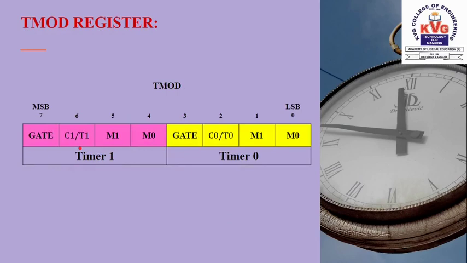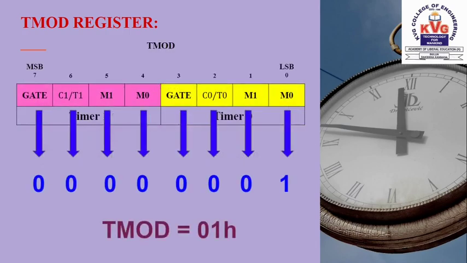The TMOD register is a control register which allows us to make settings to use the 8051 as a counter, that is C/T, or a timer. So the different bits, we can set these bits so that we can use it for our application. Now we want to use this as a 16-bit timer in mode 1. So for that the bit setting for each of these is given as below.